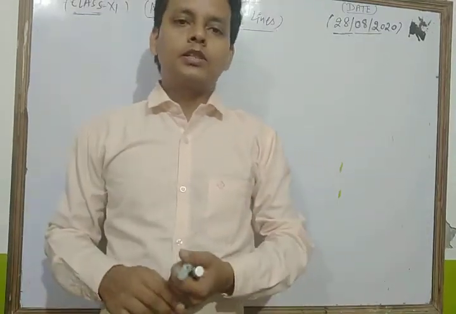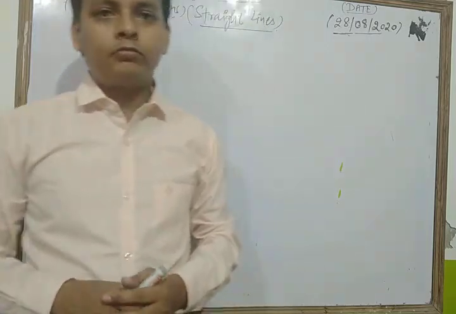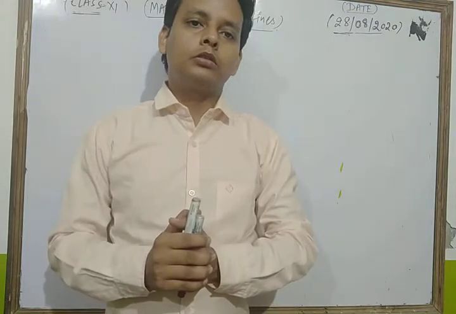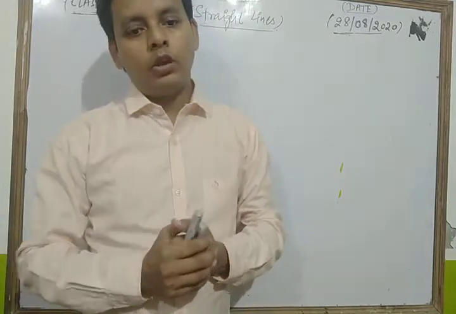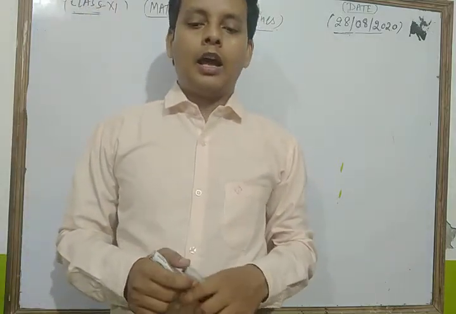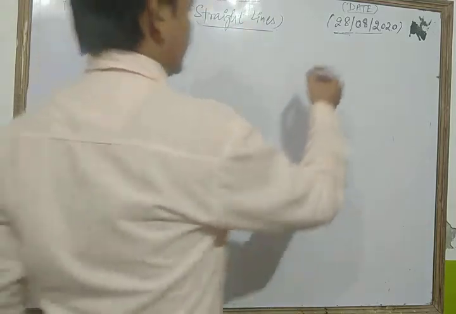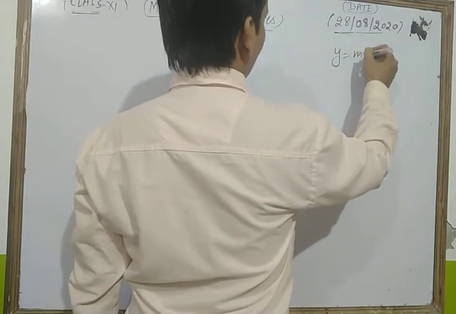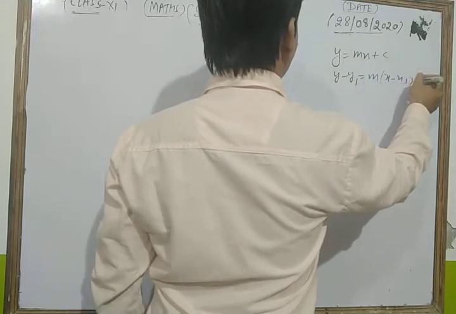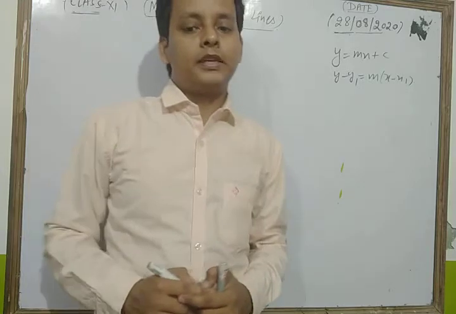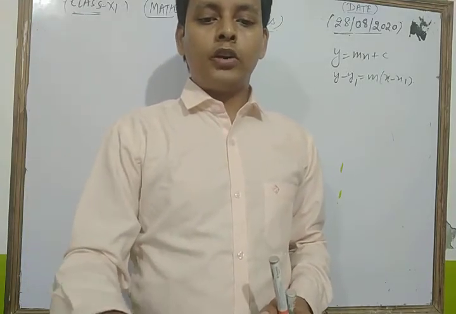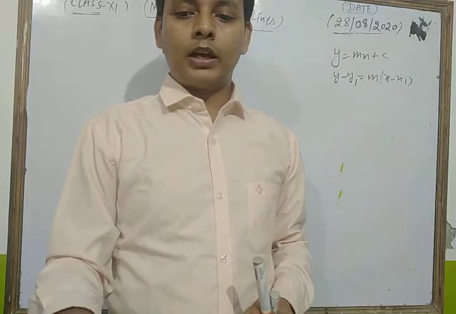Dear students, in the previous class we discussed the chapter straight line, and in that chapter we discussed the equation of a line in slope intercept form. We also discussed the equation of a line in point slope form, which you know very well. We discussed two types of equation of line: y = mx + c, as well as y minus y1 = m(x minus x1), and we also solved some questions based on them.